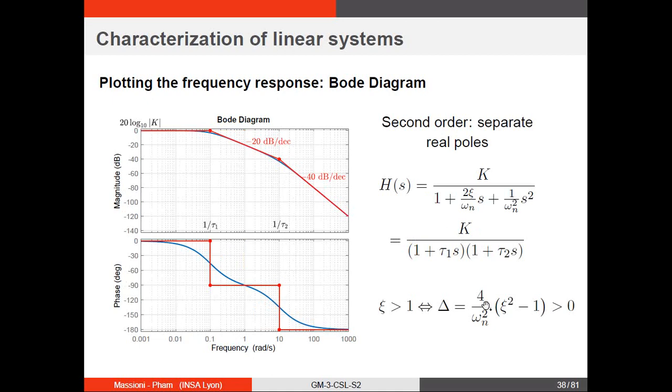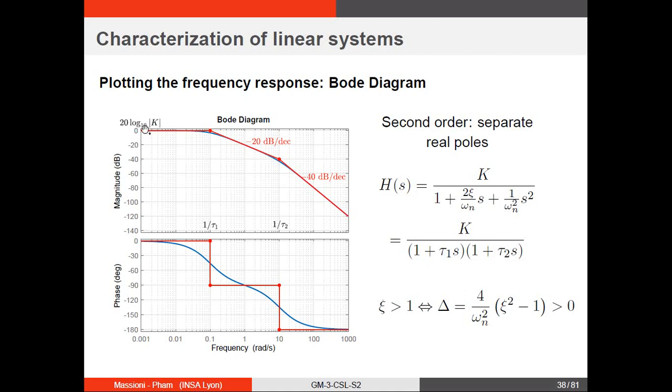Okay, so let's go to the second order diagram. We have to distinguish different cases. We've seen that according to the value of psi, we have either separate real roots for the denominator, or complex conjugate roots. So in the case of separate real poles, which means that psi is greater than 1, this can be rewritten as this one. And basically then we have the combination of two first order systems.